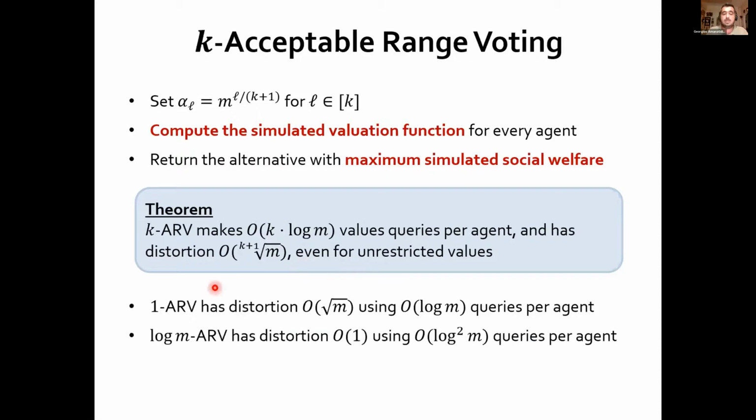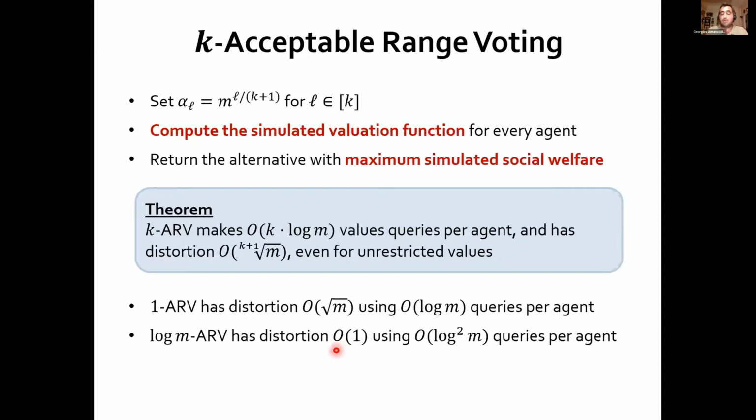Two direct corollaries of that are that we can achieve distortion square root of m, which beats the best known randomized mechanism, by using logarithmically many queries per agent. And if we go to log squared queries per agent, we can achieve constant distortion.